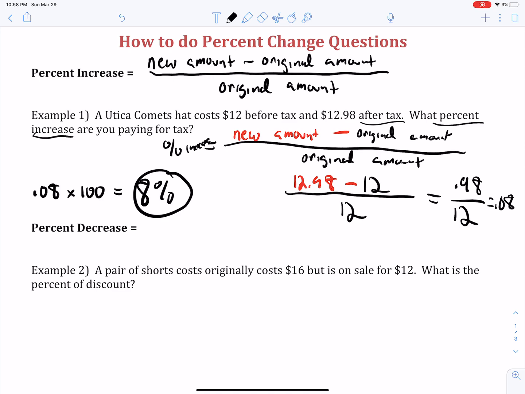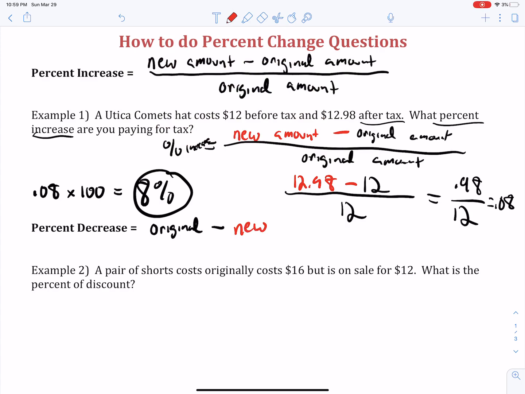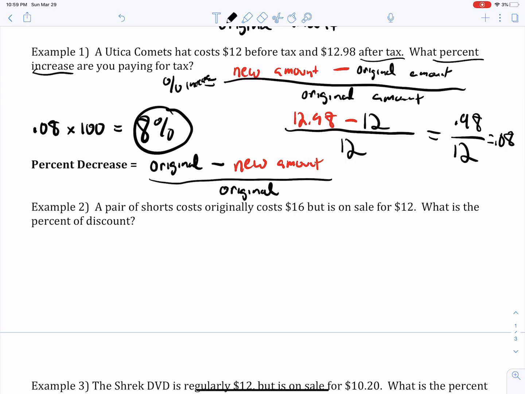And now percent decrease is actually very similar. What we're going to do this time, though, is we're going to do the original amount. So percent decrease equals original minus the new. So you kind of switch up the order here. Divided by the original. All right. So same idea. It's going to help us compare things. We're kind of working backwards here.